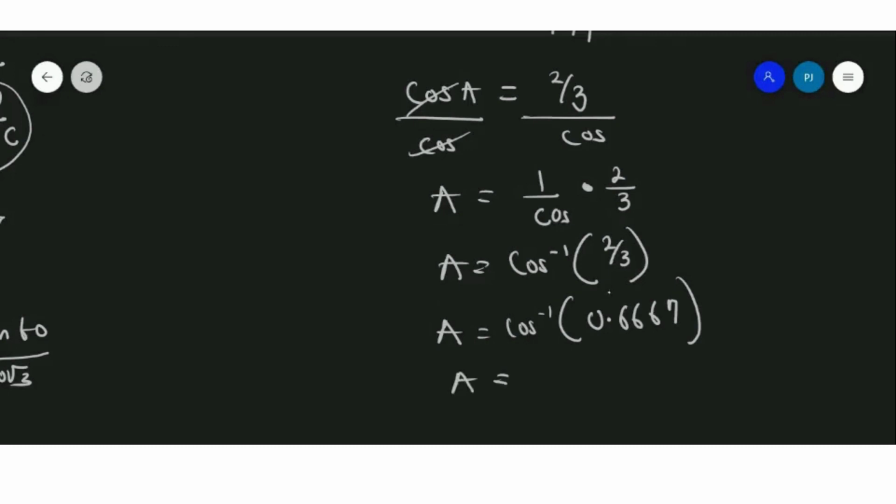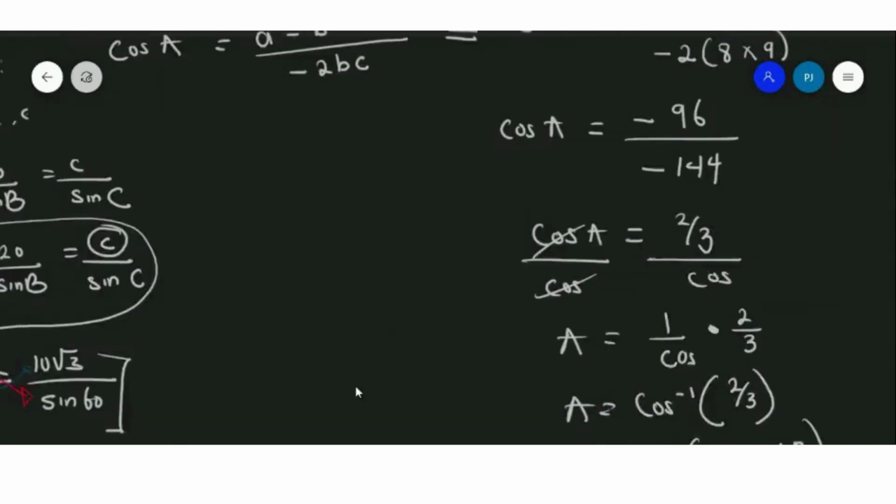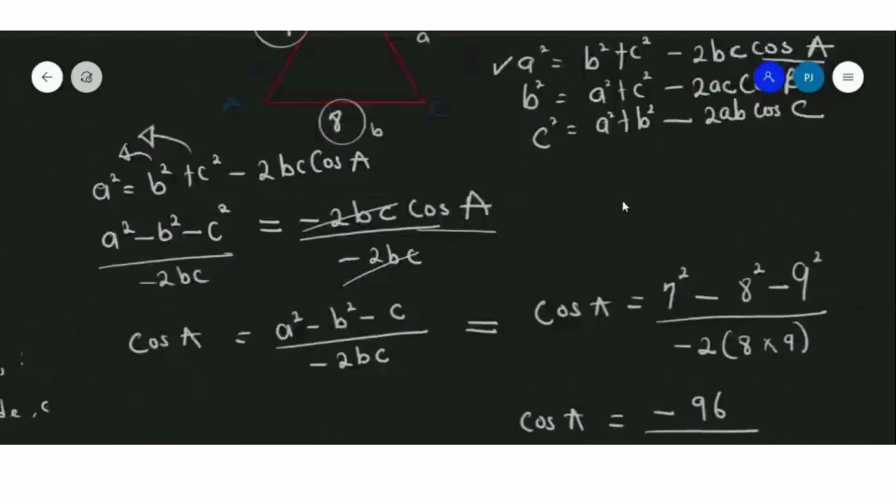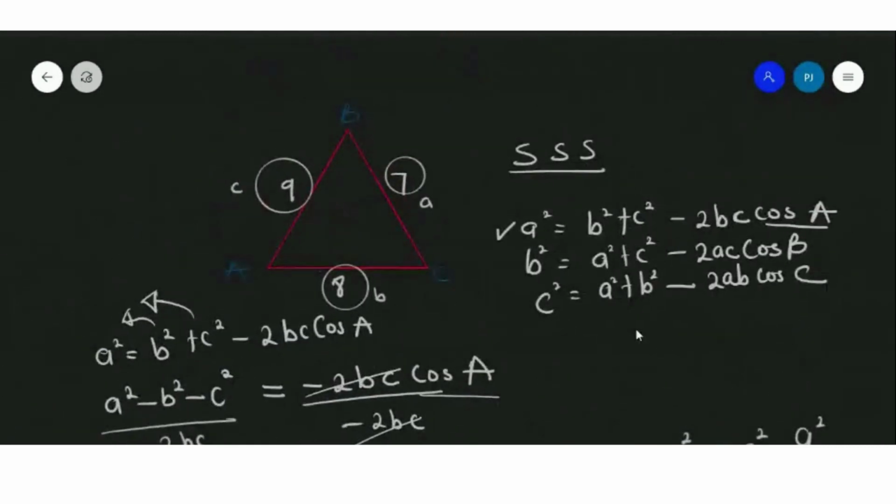And that is A is equal to 48.19 degrees. So this is the value for A. So let's go ahead and substitute the value 48.19 degrees. We've solved so much already.